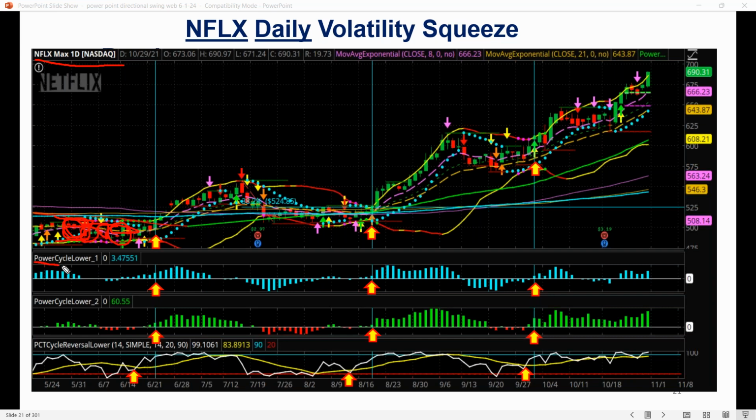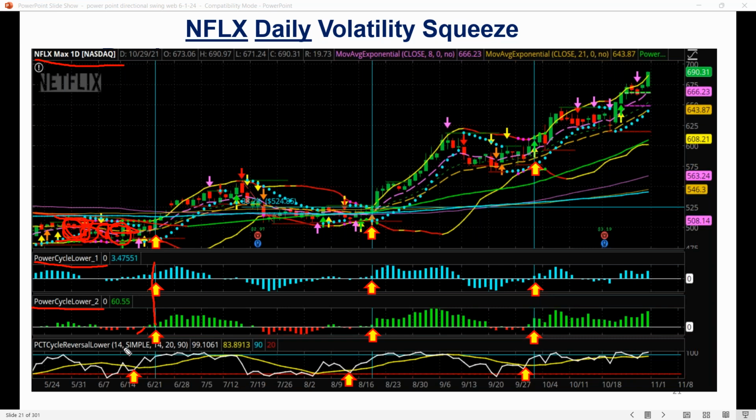It's what we call Power Cycle Lower Study 1 and Power Cycle Lower Study 2. Study 1, Momentum Cycle 1, is really fast. It's a fast momentum measurement. And Cycle 2 is a slower momentum measurement that confirms Cycle 1. When I have them both aligned together, that shows me there's a good probability that the momentum is going to break and push to the upside.